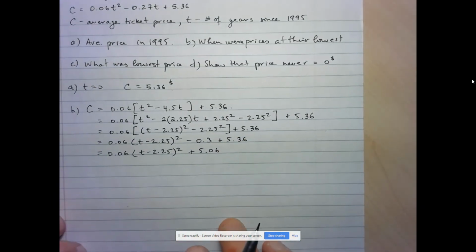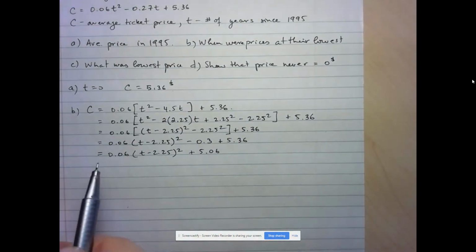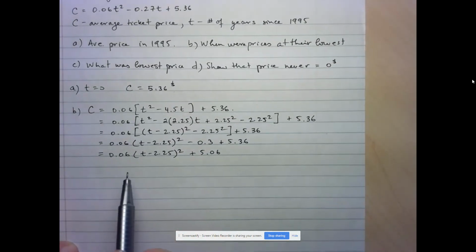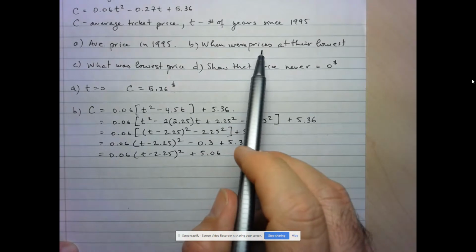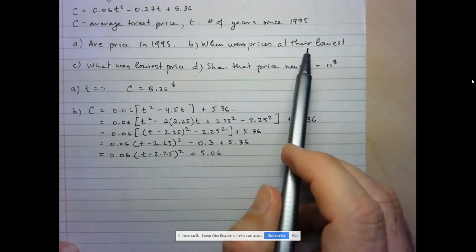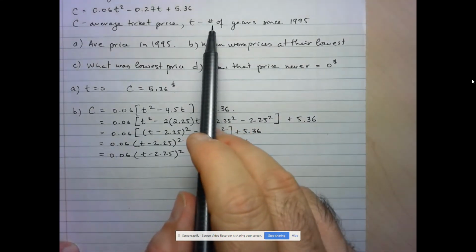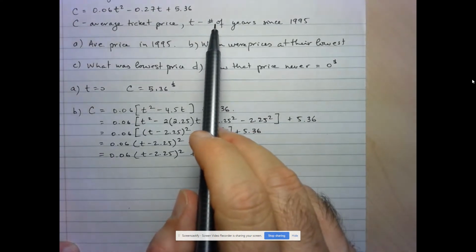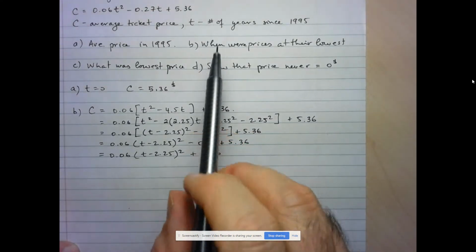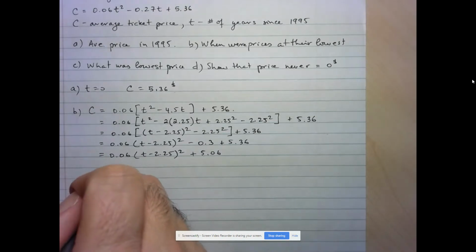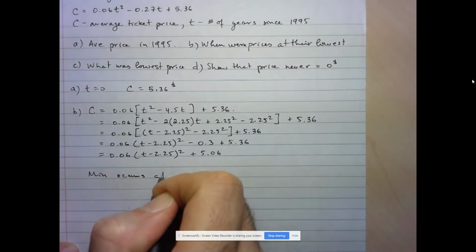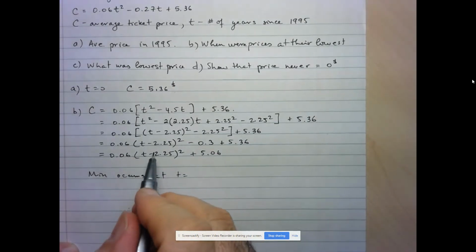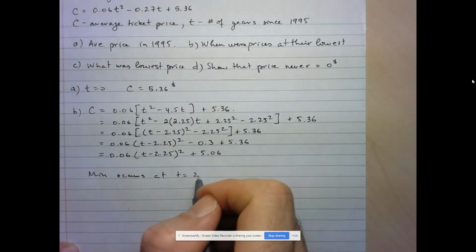Now that we've completed the square, let's actually answer the question. Let's see what they're asking us. They're asking us for when the ticket prices were at their lowest. That means we're looking for the t value of the vertex, so when the minimum occurs. The min occurs at t equals, so this number here, remember, gives us the x value of the vertex.